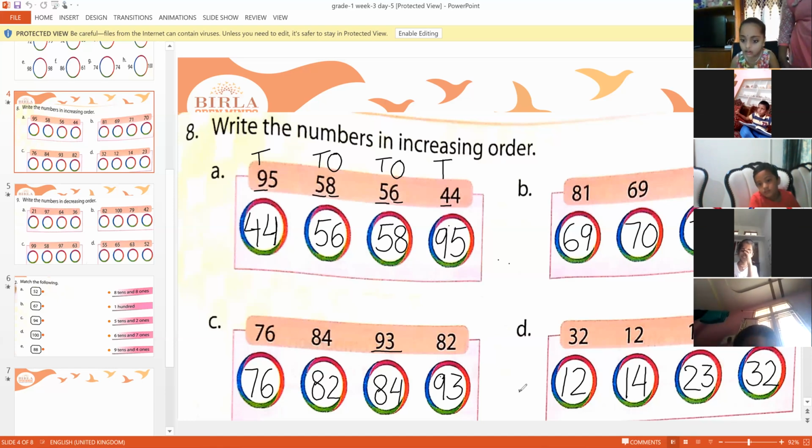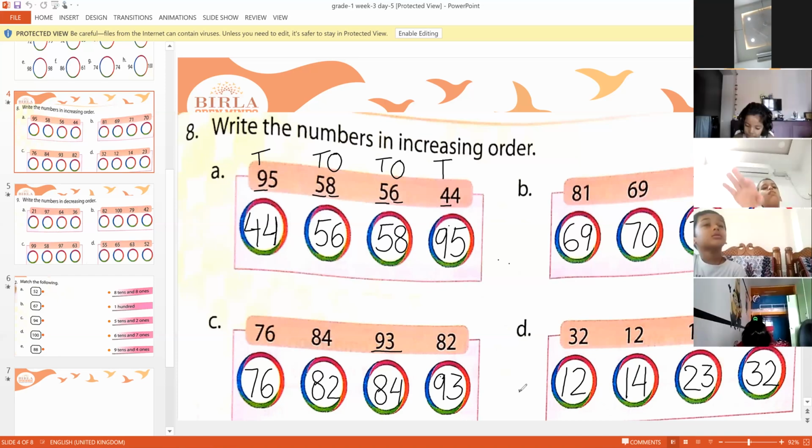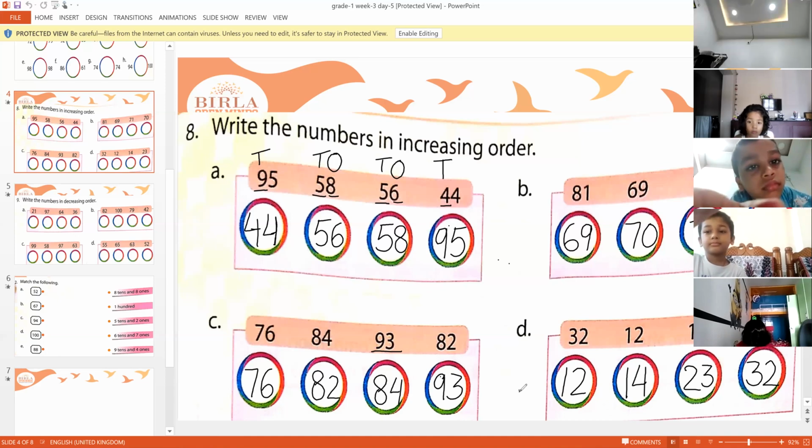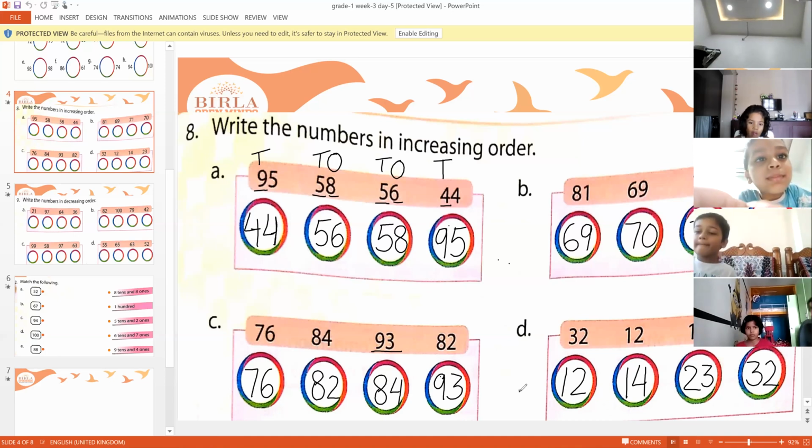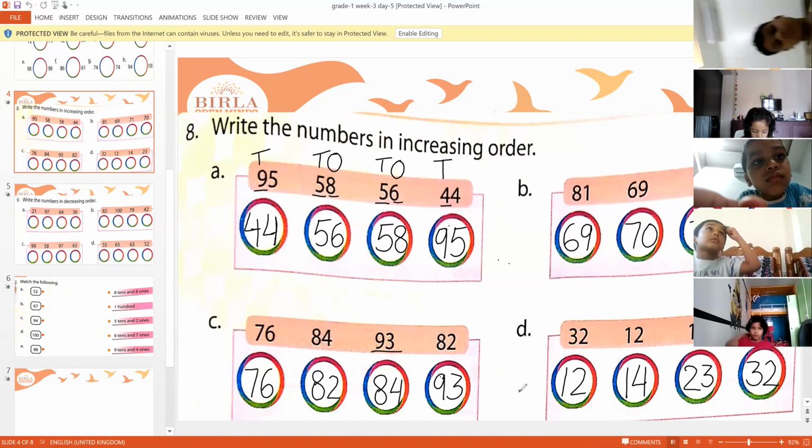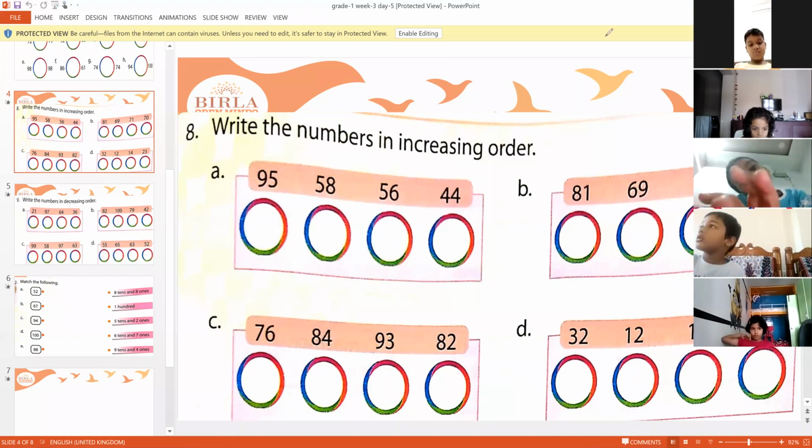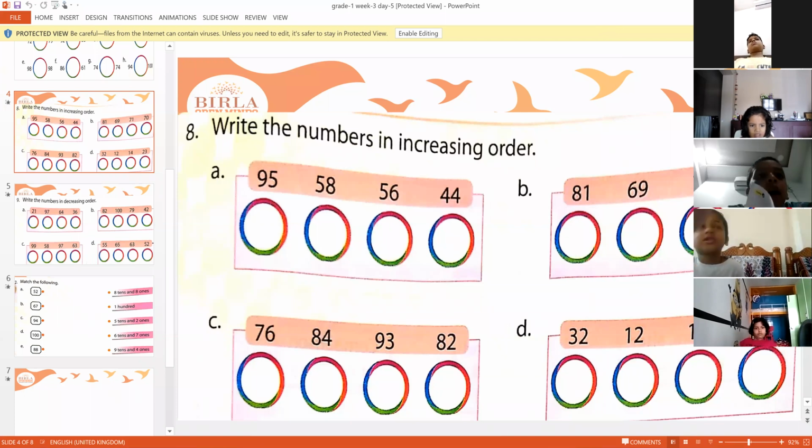Children, those who have completed, please keep on checking your answers. Again, I am repeating, please keep on checking your answers, okay? See, those who have completed, very good. Now, children, we'll move to the next question.